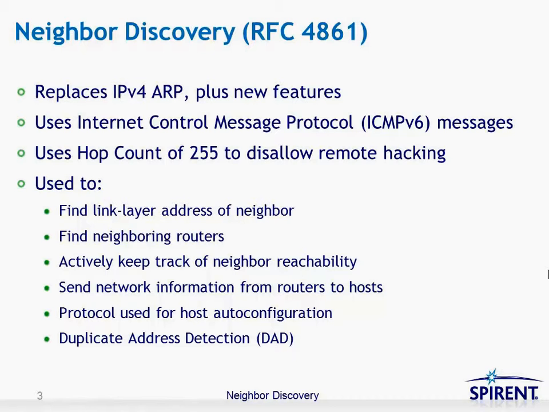Neighbor discovery is used for a variety of features, such as to find the link layer addresses of neighbors. In other words, their MAC, media access control addresses, such as an Ethernet address. To find neighboring routers. In fact, there are special neighbor discovery messages that routers can use to announce their presence and certain information. It also is used to actively keep track of neighbor reachability. It sends network information from routers to hosts and is used for host auto configuration. It could also be used for duplicate address detection, or DAD.